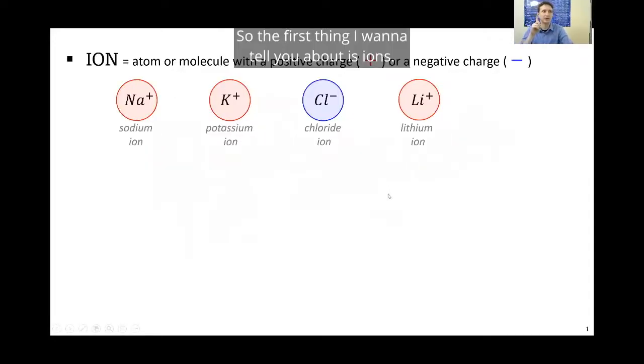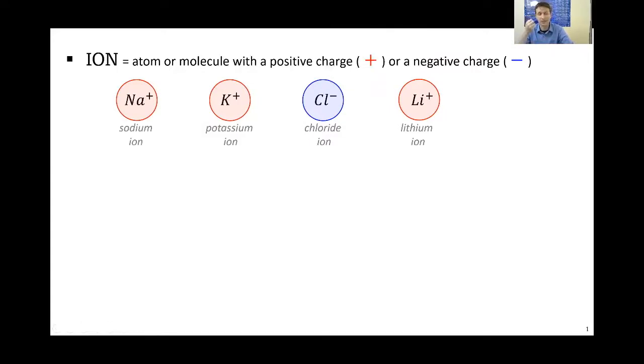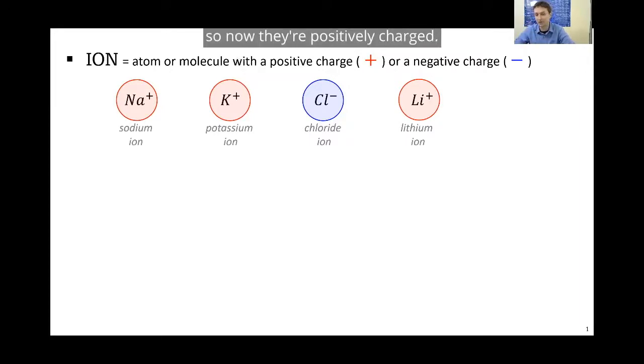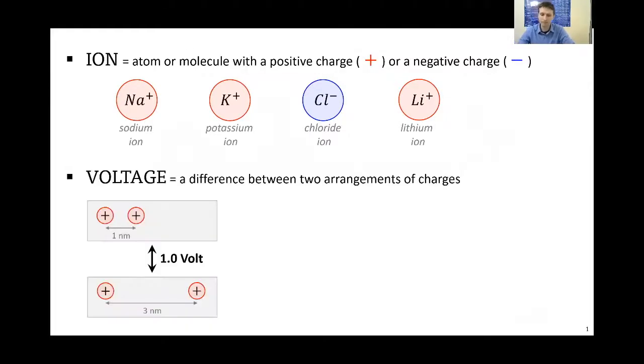So the first thing I want to tell you about is ions. An ion is just an atom or molecule that has a charge. This could be something like sodium and potassium that have lost an electron, so now they're positively charged. It could be something like chloride ions that have gained an electron and now have a negative charge. And it could also be something like lithium that's found in your cell phone battery.